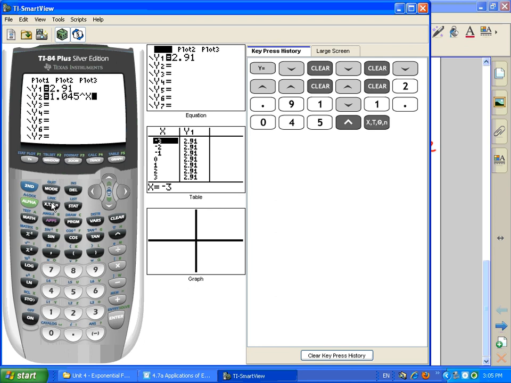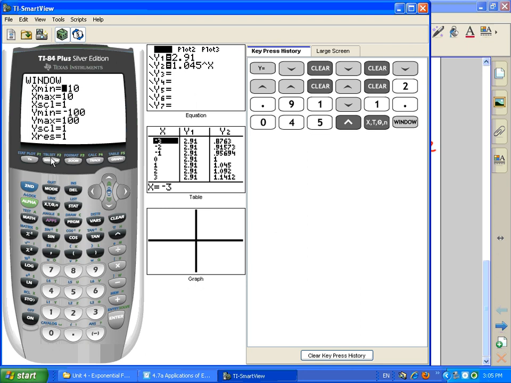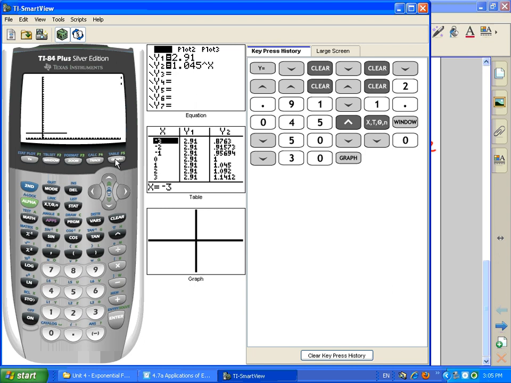All right, so let me fix my window here and see what we have. I'm not worried about my minimum, I'm worried about my maximum. Let's make that 50 just to see how we can get there. For my y minimum, I'll do 0, and maximum, let's do 30. Let's just see how this works here. See if it'll graph. Okay, there's my horizontal line. Here comes my exponential.